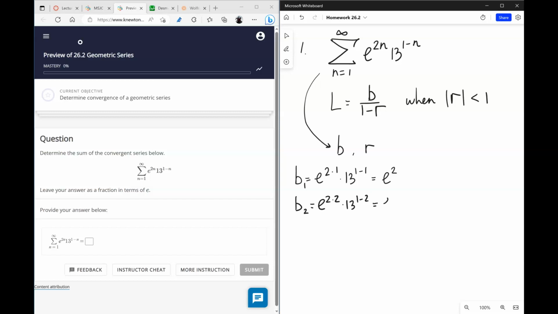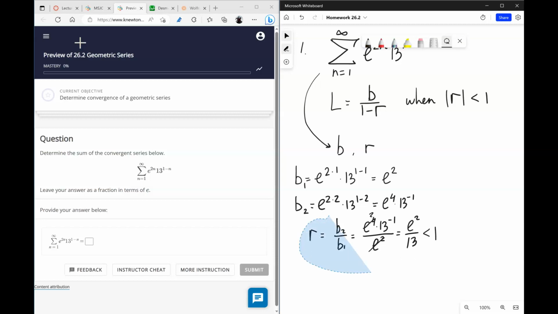And what do we get? We get e to the 4, over 13 to the power -1. Now, r is just the ratio between the two terms. So take your b2 divided by b1, and that's going to be your r. Here we see how things cancel out, and that's your r. Now e squared is definitely less than 9, so this is definitely less than 1.